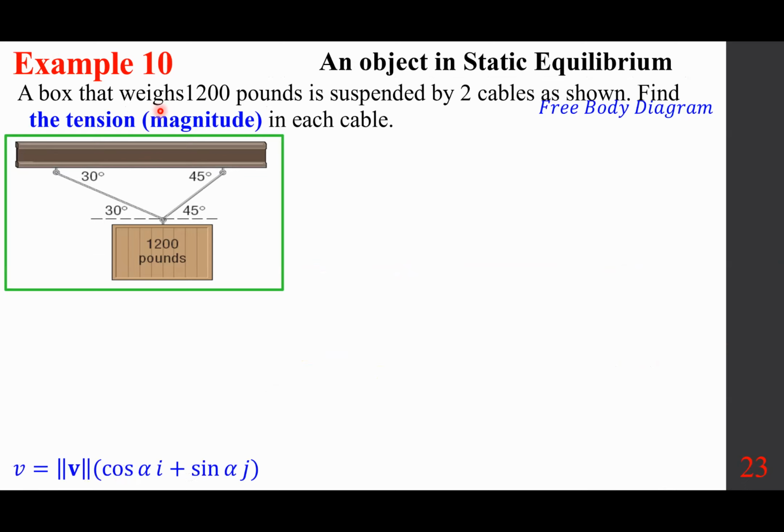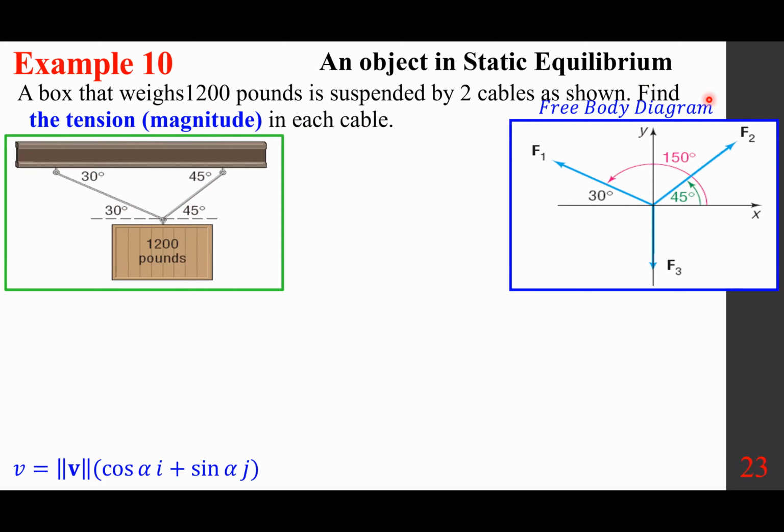A box that weighs 1,200 pounds is suspended by 2 cables as shown. Find the tension or the magnitude in each cable. So here's the box, and the 2 cables, and we want to calculate the tension, and the angles 45 degrees, 30 degrees. And so we draw what is called in physics free body diagram. Free body diagram gives us the forces, and it gives us a chance to calculate the resulting forces.